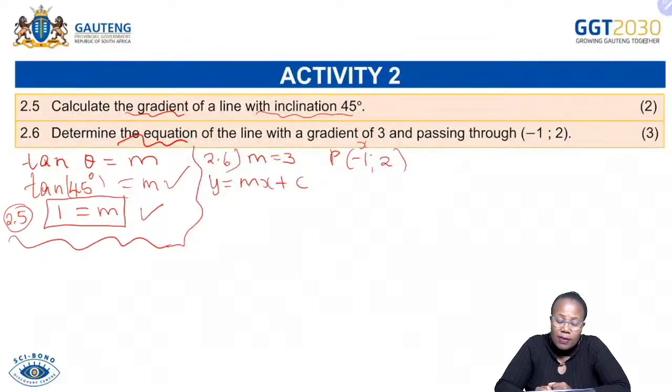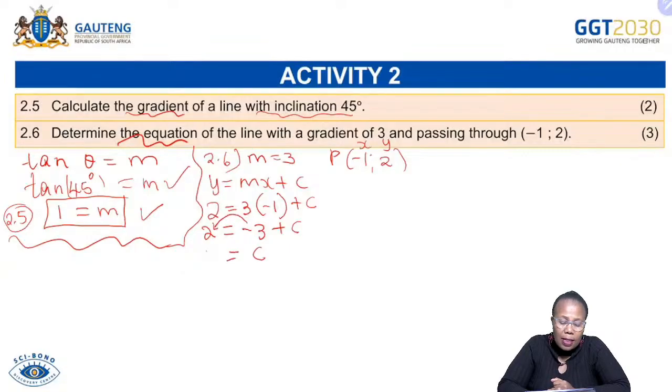Then this will serve as our x and y. y is 2, gradient is 3, x is -1, plus c. This will be 2 = 3 times -1, which is -3, plus c. Therefore, c will be 2 + 3, which will be +5. Therefore, the equation is y = we substitute m, that is 3x, and we substitute c, that is +5.